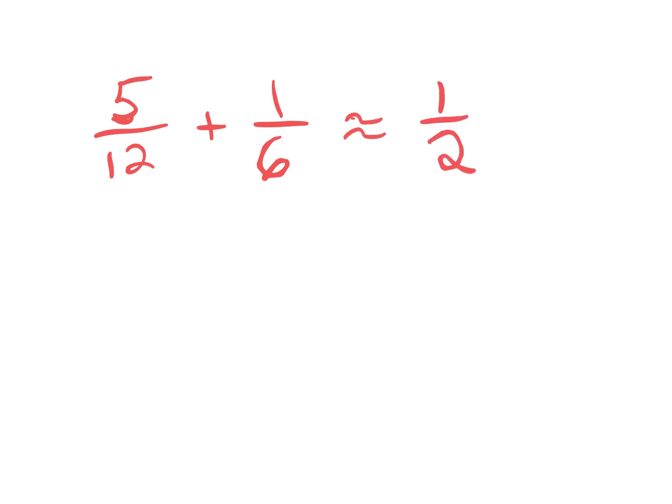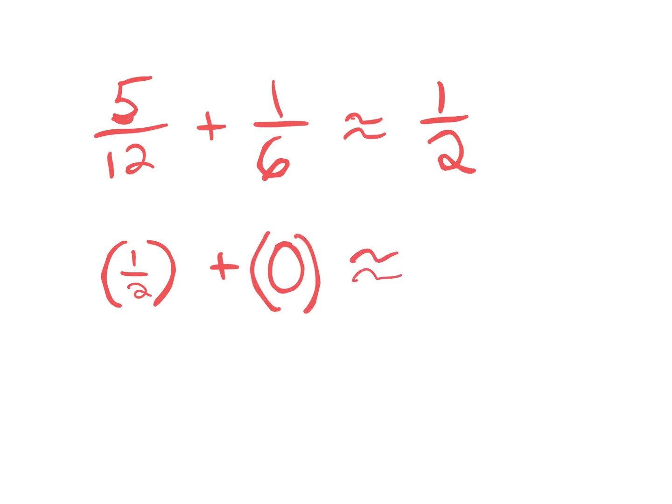So make sure in your notebook you have this written out. 5/12 plus 1/6 is about 1/2. And even underneath we can write, that's about 1/2 plus about 0 would give us 1/2. Which means the welded pipes will be closer to 1/2 foot than 1 foot or 0 feet.